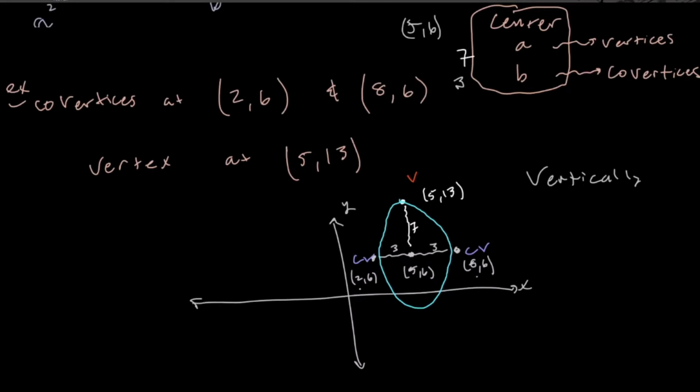So I'm going to write my equation here in pink. X minus 5 quantity squared. X gets B because it's vertically oriented. That means Y gets A. So X gets B squared, that's 9, plus Y minus 6 quantity squared divided by 49 equals 1. Any questions here?